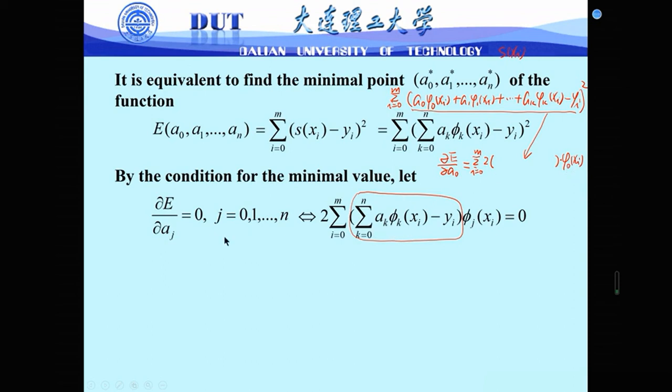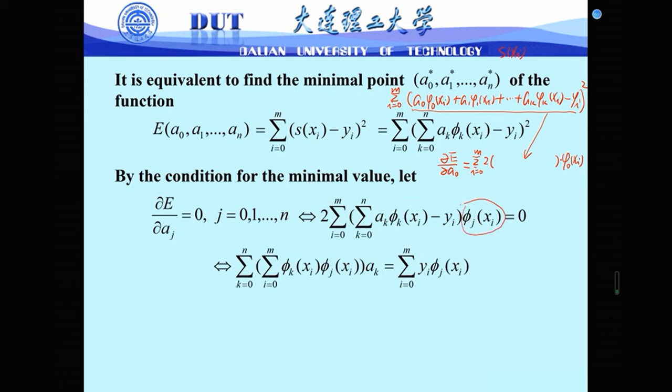So for the general case, if here is partial aj, so here is phi j. Here is phi j. It's okay? Here is 0, here is 0. Okay, so again, we can multiply phi j inside the summation. Now you see, summation k from 0 to n, we multiply phi j inside this term, also inside yi. And here, minus yi, we move to the right side. So here, summation i from 0 to m, yi multiply phi j xi. It's okay? The right side.